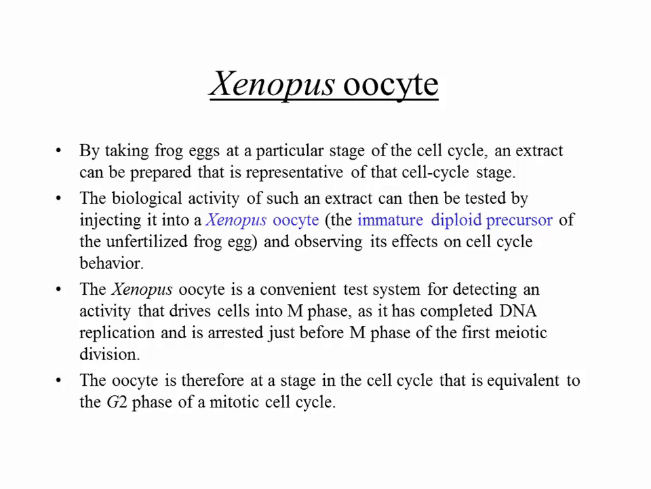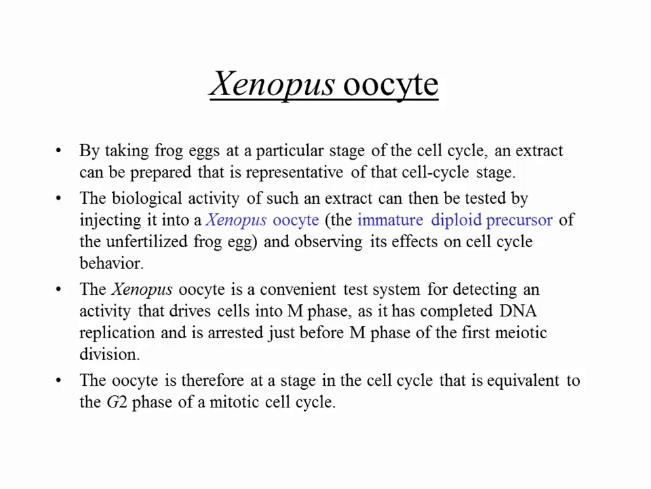The Xenopus oocyte is a convenient test system for detecting an activity that will drive cells into M phase, as it has completed DNA replication, which is what I pointed out in an earlier picture, and it is arrested just before the M phase of the first meiotic division. So the oocyte is at a stage in the cell cycle equivalent to the G2 phase of a mitotic cell cycle. Nature has already done that. The DNA replication has taken place, and it is arrested just before the M phase of the first meiotic division.